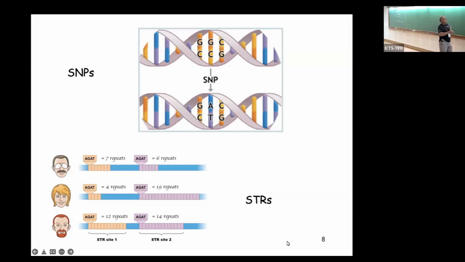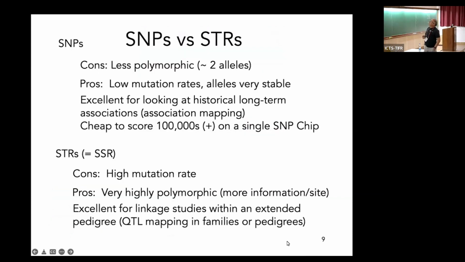And now what you're looking at is this DNA sequence is scored by how many copies. 7 copies here, 4, 12. So we call this a 7, a 4, and a 12 allele. At the second one, 6, 19, 14. So now what we're scoring is a size variation, and those fall in discrete classes. And so STRs were used fairly early on, and they're now being replaced by SNPs. Let's talk about some of those reasons. So let's look at STRs.